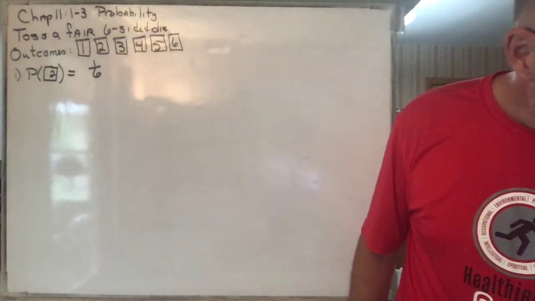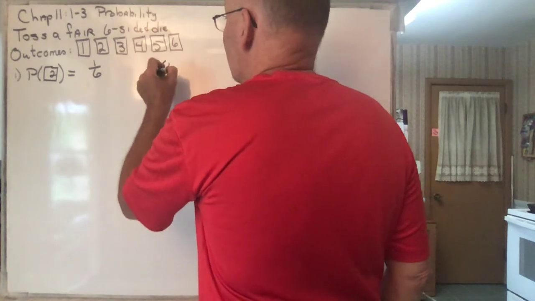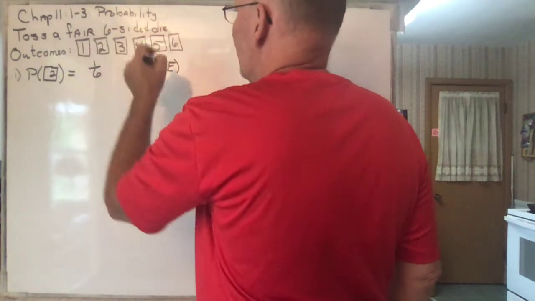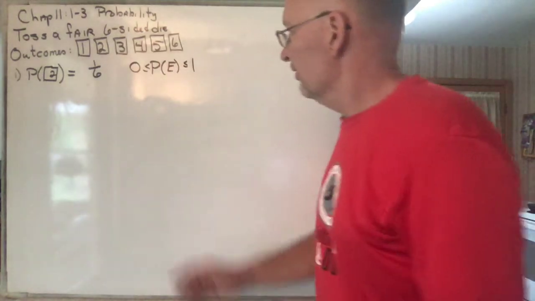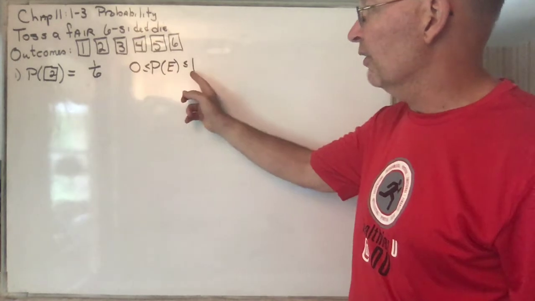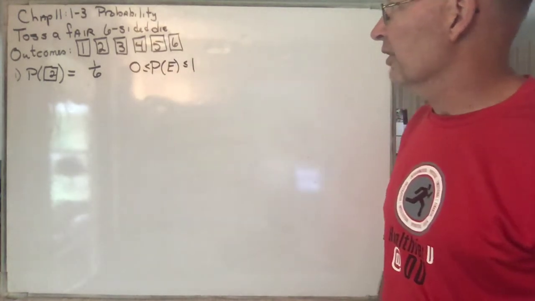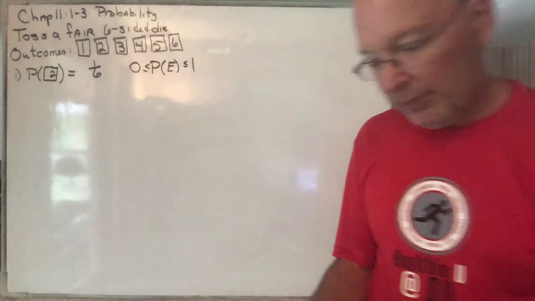Okay, and what's key here is that the probability of any event, no matter what that event is, will always be something between 0 and 1. To say that it's 0 is to say that it will for sure never occur. To say that it is 1 is to say that it will always occur. Okay, so that's important.